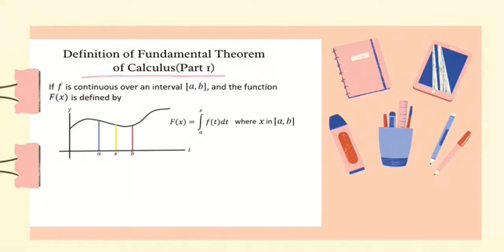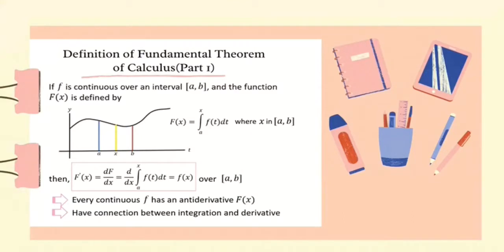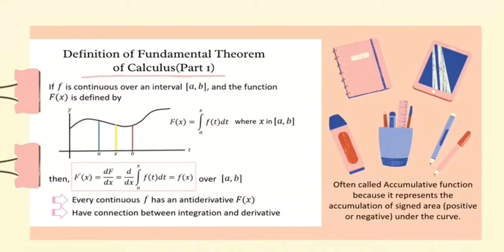The fundamental theorem of calculus in part 1 tells us that the derivative of capital F(x), which is the same as the derivative of the definite integral from a to x of f(t) dt, is equal to f(x), the original function. From here we know that every continuous f(x) has an antiderivative, which is capital F(x), and there is a connection between integration and differentiation. Part 1 is often called a cumulative function because it represents the accumulation of signed area, positive or negative, under the curve.